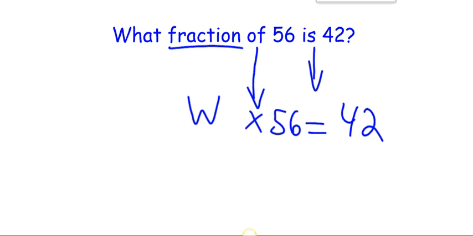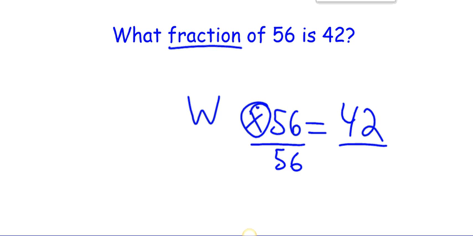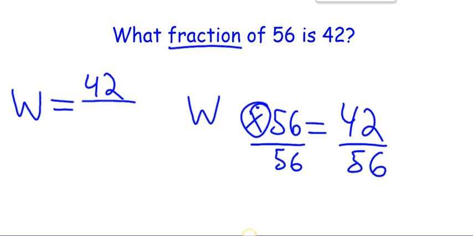To find this fraction, we're going to rearrange our problem so that we can solve this. If I'm rearranging this problem to solve for this number, it says I'm going to multiply by 56. So if I want to get rid of the 56 from this side, I'm really dividing by 56. So if I divide by 56 on one side, I'm dividing by 56 on the other side. So in the end, I come away with a new problem that looks like this: W equals 42 divided by 56.